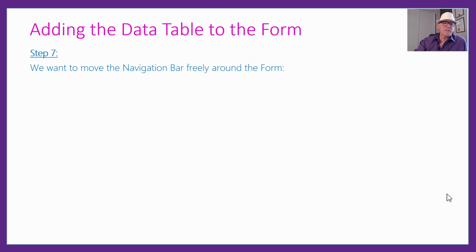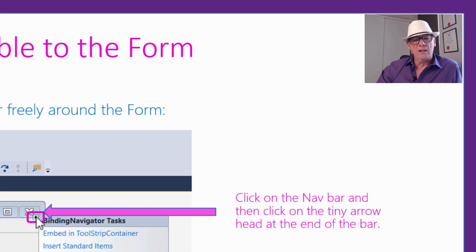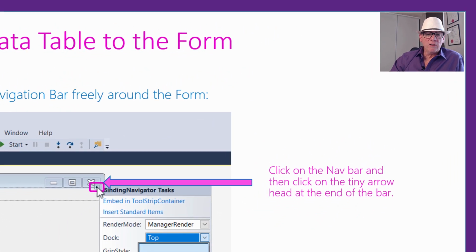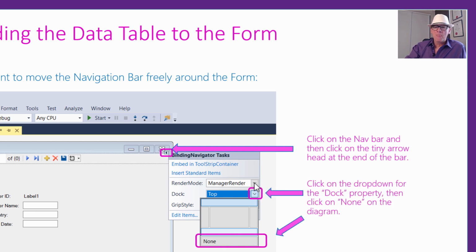So that's step 6. Step 7, we want to move that navigation bar around the form. We don't want to put it up the top of the form here because we want to have a title on our form. I want to be able to move that around. So again, you just need to click on it so it's activated. Click on the gripper, the dots at the left-hand end of it, so that a tiny little arrow appears up here, and then you can click on that arrow and it gives you options. So click on that arrow, and in this button here where it's got render mode, we're not going to worry about that one.